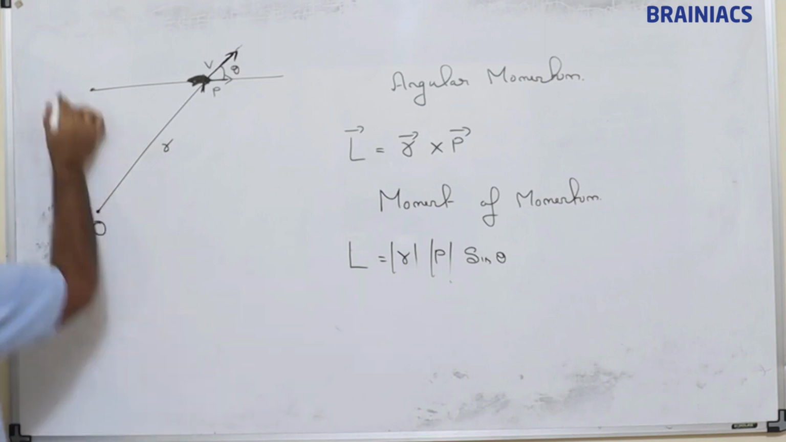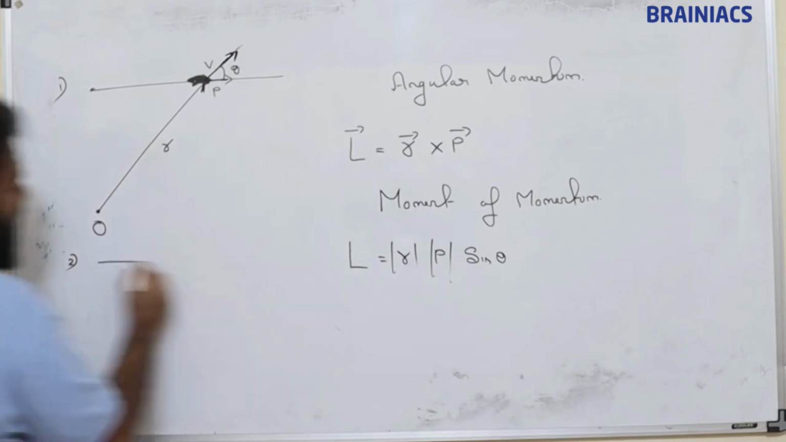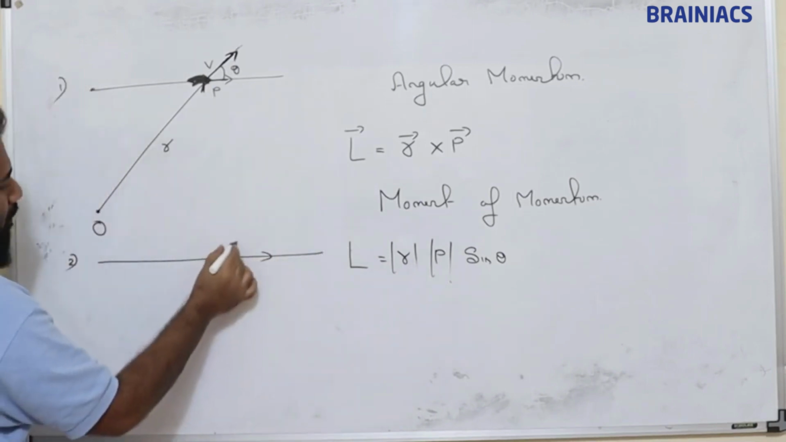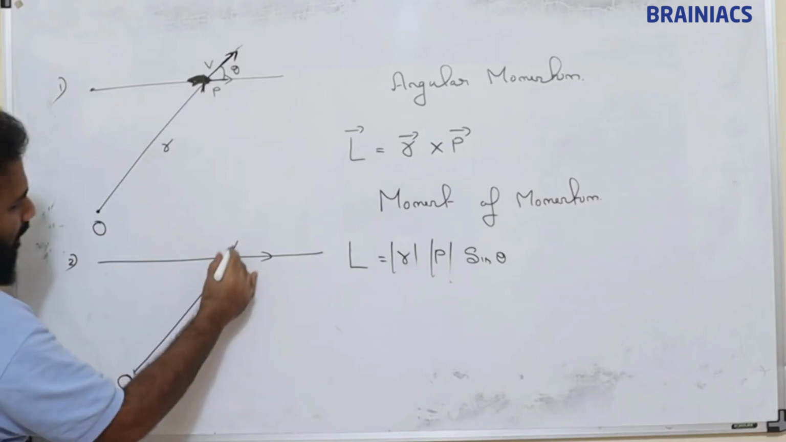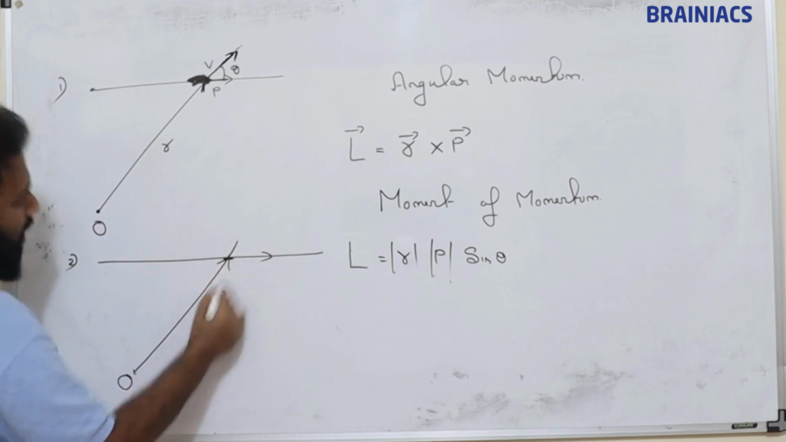So this is one kind of explanation. Another kind of explanation is the same way: this is moving, and if this is the point of observation, till here is the r vector.